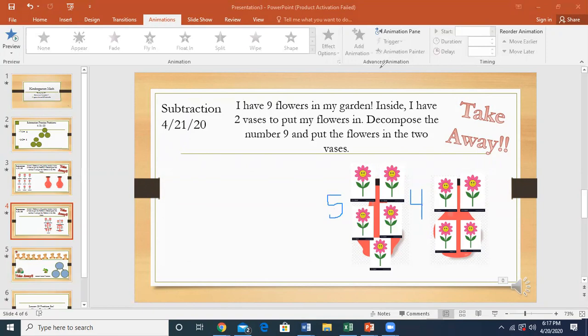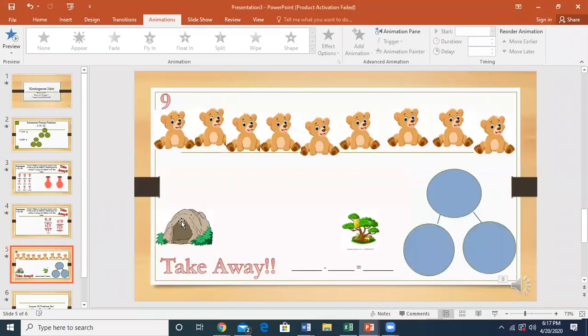Okay, great job, guys. I'm going to go on to our next picture. On this slide, we have a bunch of bears. Let's count up how many bears we have all together. Ready? 1, 2, 3, 4, 5, 6, 7, 8, 9 bears. And I'm showing that right up here that I have 9 bears. Okay, I have some bears that want to go back into their cave to take a little nap. But then I have some bears that are going to go to the honey tree and get some honey. We are going to show that, and then we're going to show how the number 9 is broken up.